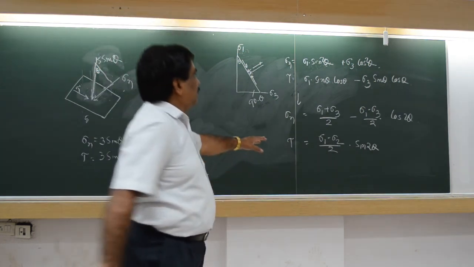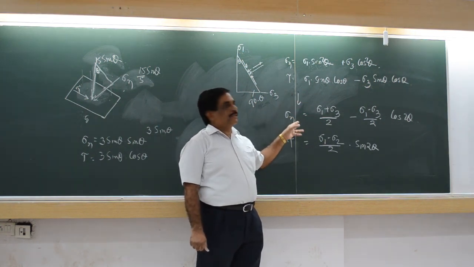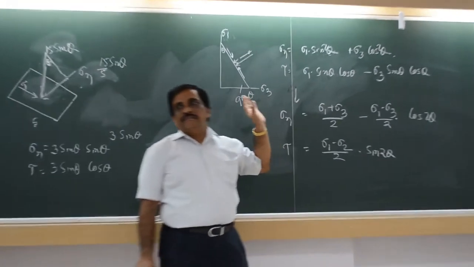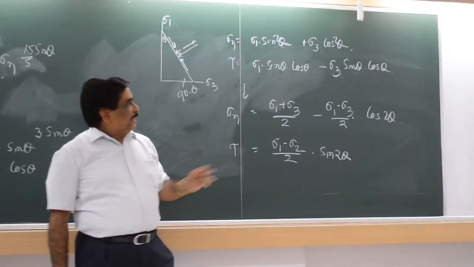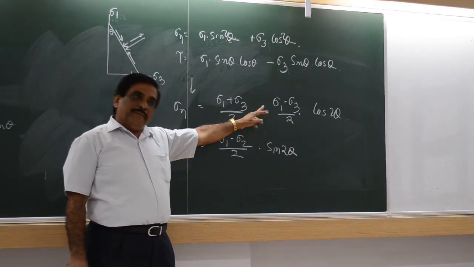2 theta was not there in the original equation. Theta to 2 theta you have made it. If you simplify it, you will get it. Understood? This minus, that I told you. Davis has used minus.